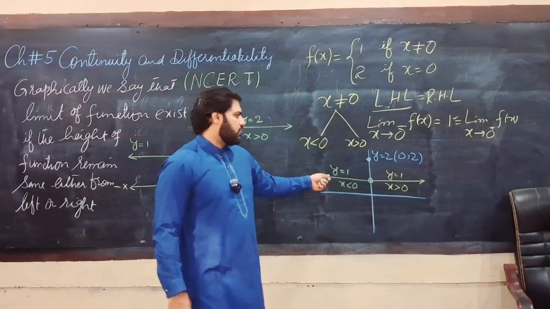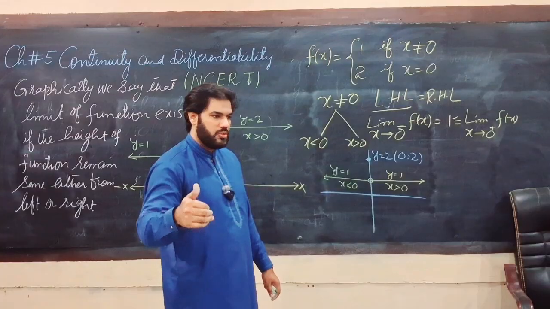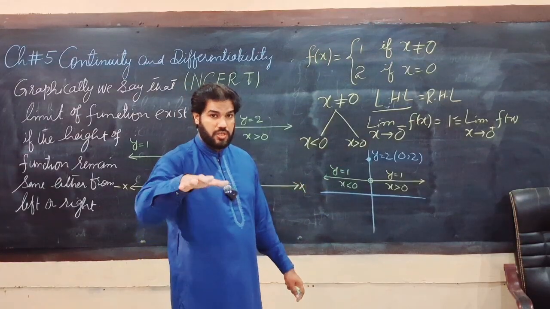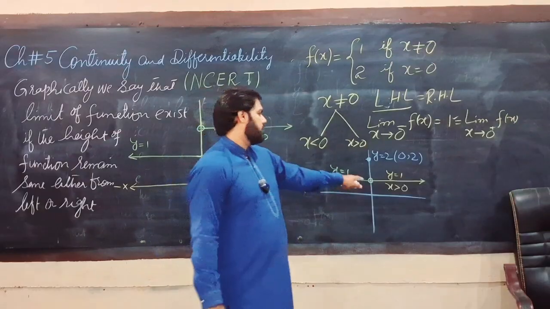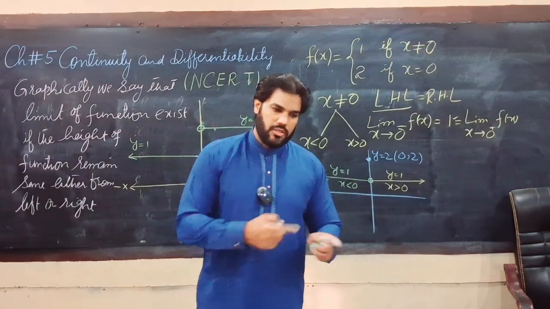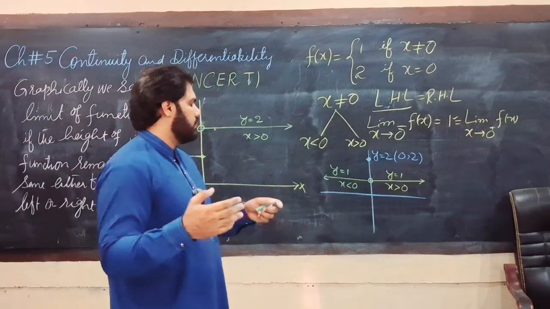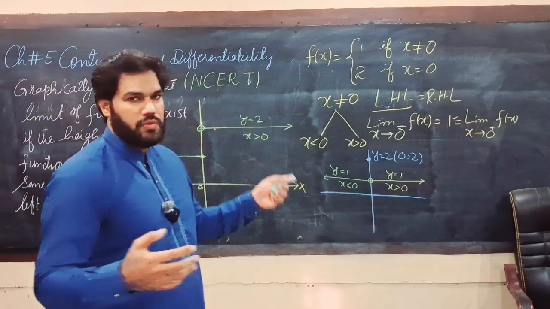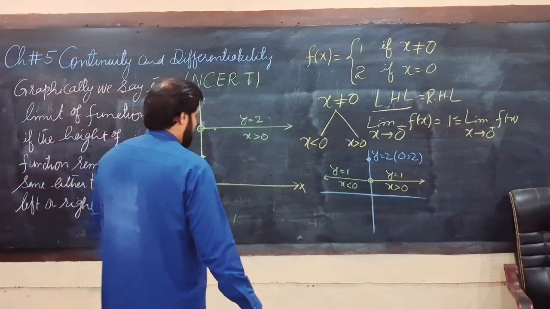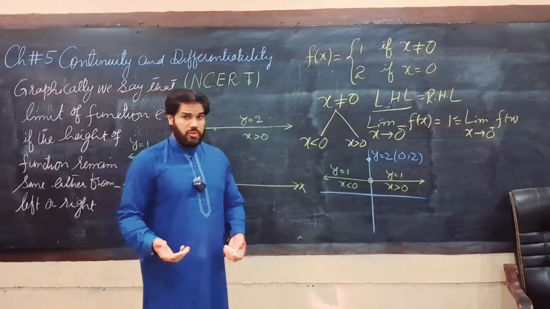Now from this graph you can notice that whether you see the graph from the left or the right, the value of the function, the height of the function, is the same, that is 1 unit. So we can say that graphically this graph shows that the limit of the function exists at x is equal to 0. So now I hope you have a clear understanding of left hand and right hand limit of the function.